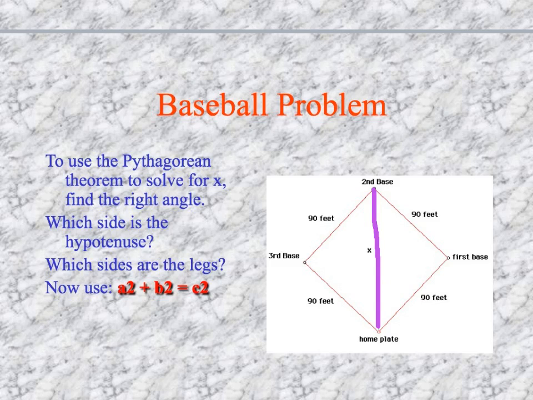So first we're going to create it into two separate triangles. And this is a right angle right here. It's also one right here. But we're going to focus on this right triangle first. We know the two legs are 90 feet, and we've just got to solve for x.